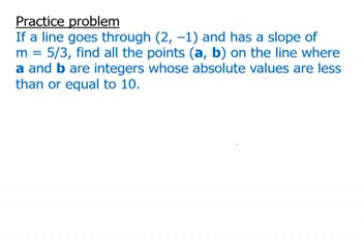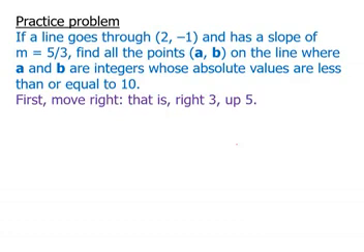Okay, a line goes through (2, -1) and has a slope of 5/3. Find all the points (a, b) on the line where a and b are integers whose absolute values are less than or equal to 10. So here we're going to start with the point (2, -1), and we're going to start by moving to the right. So we're going to move right 3 and up 5.